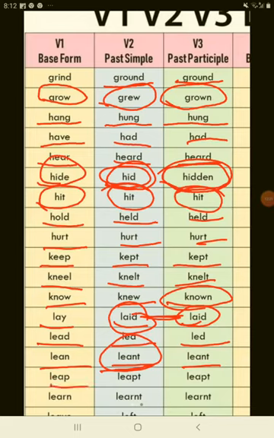Then leap, do not take a leap of faith right now. That is the statement I am making using this particular verb. Then, the deer leapt over the fence. Then, of course, you have learn, learnt, learnt.